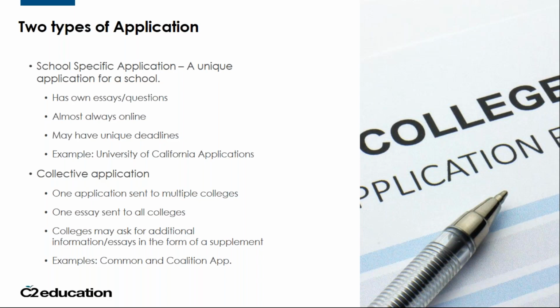The other option is a collective application. It is one centralized application that colleges say they are willing to accept instead of their own. It's one application that you fill out that is then sent to multiple colleges, which means there's one essay that you write that is then sent to multiple colleges. So you can't personalize it for a particular dream school, right?